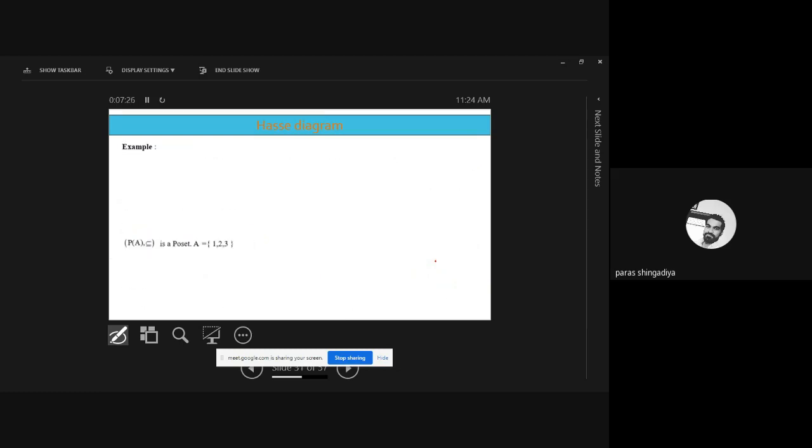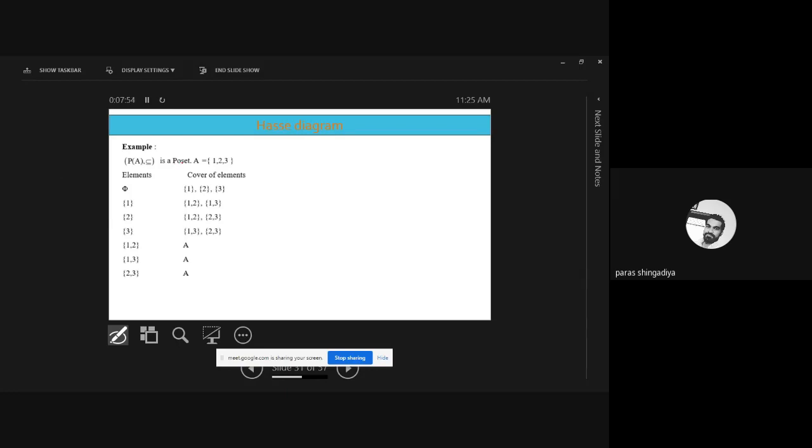The second example is given for P of A, with the subset relation. First we'll check the cover elements of each entry of P of A as per the subset relation. In the first example the divides relation was given, so as per the divides relation we identified cover elements. Now the subset relation is given, so as per the subset rule we identify cover elements. We already checked that, but let's repeat it.